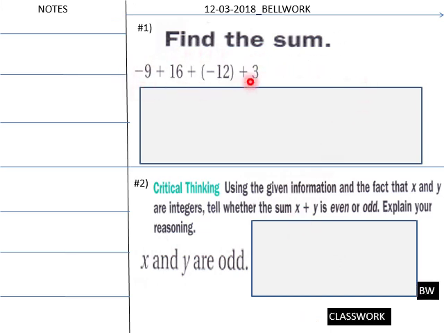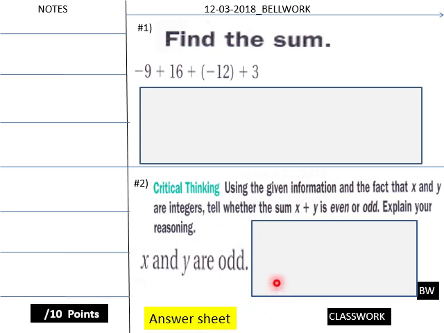The bell work would be: find the sum, students. Then down here, use the given information and the fact that x and y are integers. Tell whether the sum x plus y is even or odd. Explain your reasoning. Here are the conditions: x and y are odd. So tell if x plus y is even or odd. Explain your reasoning. Teachers, give your students about 3 to 4 minutes for this.